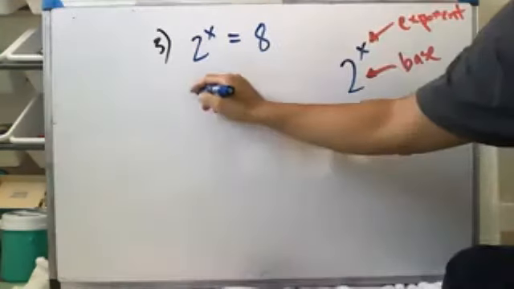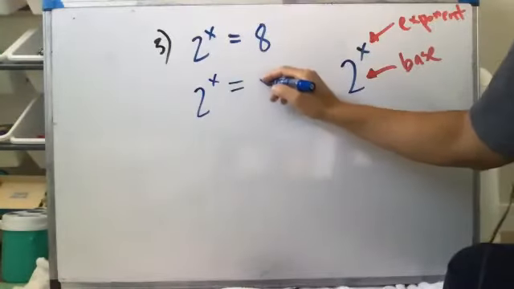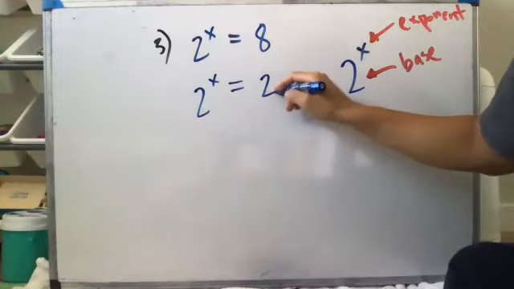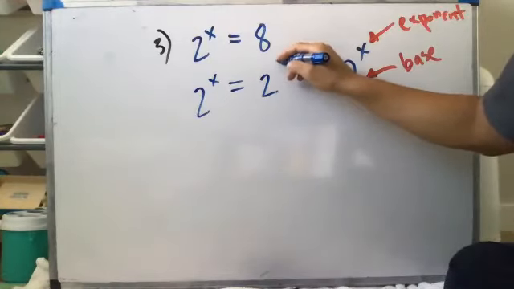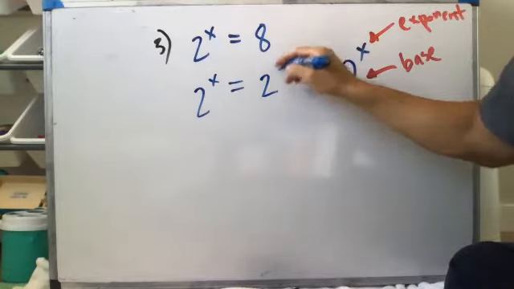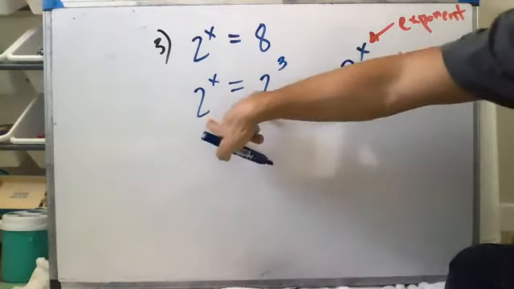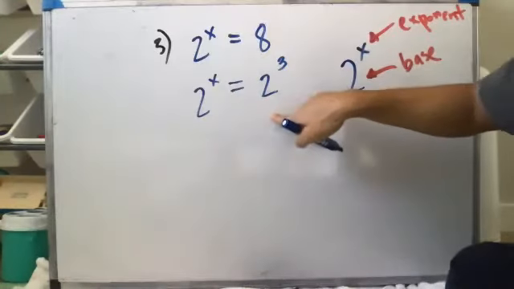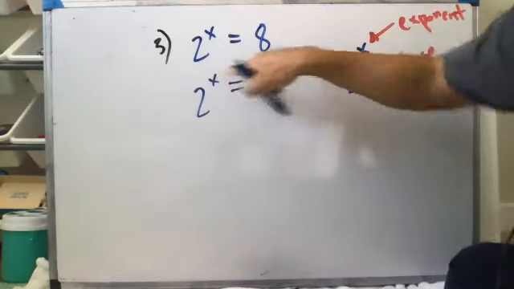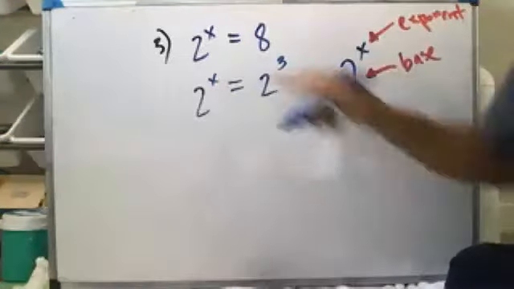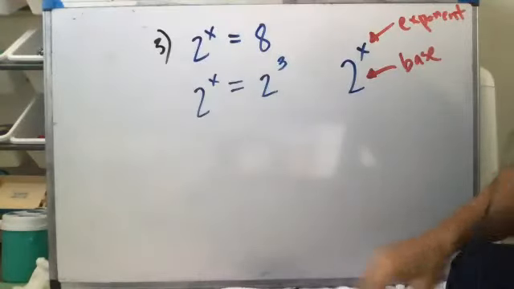That means I can write this as 2 to the x equals 2 to something. What's 8? 2 to the third, right? 2 to the third is equal to 8. 2, 4, 8. And so now I have the bases the same. So if these two are equal, then that means the top parts must also be equal, right? Otherwise, it doesn't make sense.